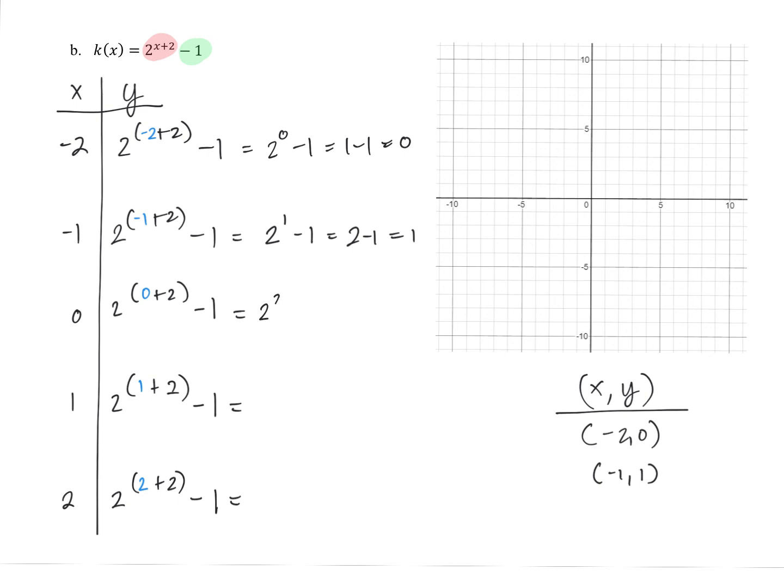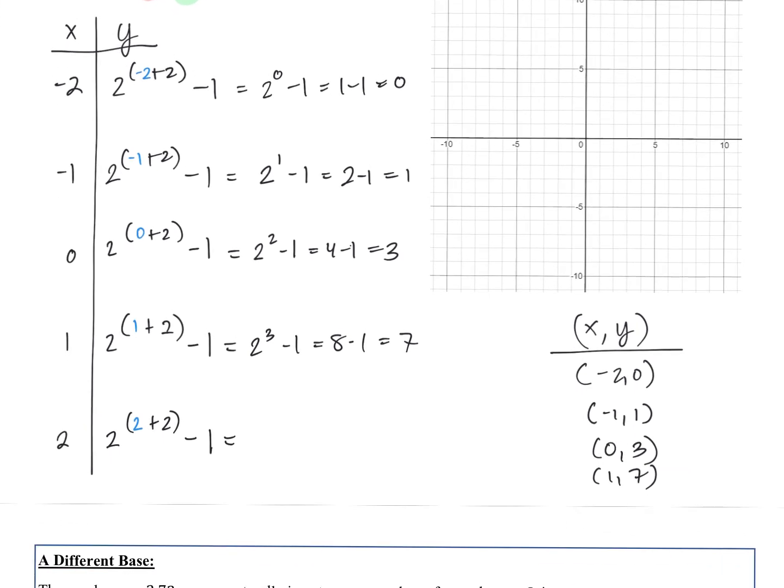All right, so that'll be 2 to the second minus 1, which is 4 minus 1, 3. So we have the point 0, 3. And then 2 to the third power minus 1, so that'll be 8 minus 1, which will be 7. So we have 1, 7. And lastly, that'll be 2 to the fourth minus 1, which will be 16 minus 1, which is 15. So 2, 15. Okay, I'll go ahead and graph these.